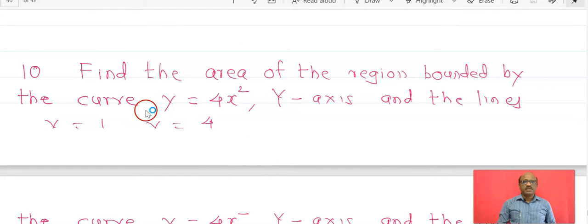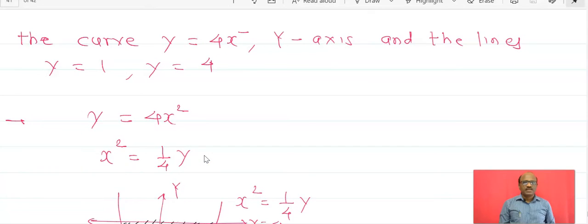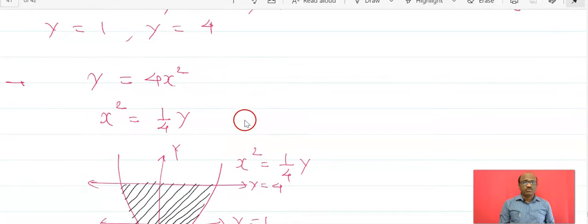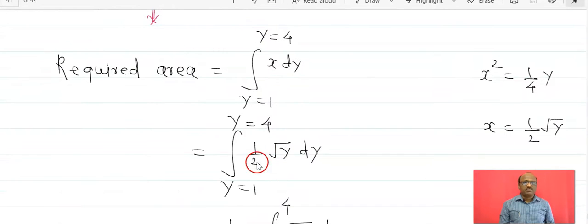And now the next problem. Find the area of the region bounded by the curve y is equal to 4x squared, x-axis, and the lines y is equal to 1 to y is equal to 4. Now see this, the parabola y is equal to 4x squared, that is x squared is equal to 1 upon 4y. Now the values of y vary from 1 to 4, and therefore we will take the required area as the integral from y is equal to 1 to 4 of x dy. X squared is equal to 1 upon 4y, and therefore x is equal to 1 by 2 root y. Therefore, from y is equal to 1 to y is equal to 4, 1 upon 2 root y into dy.